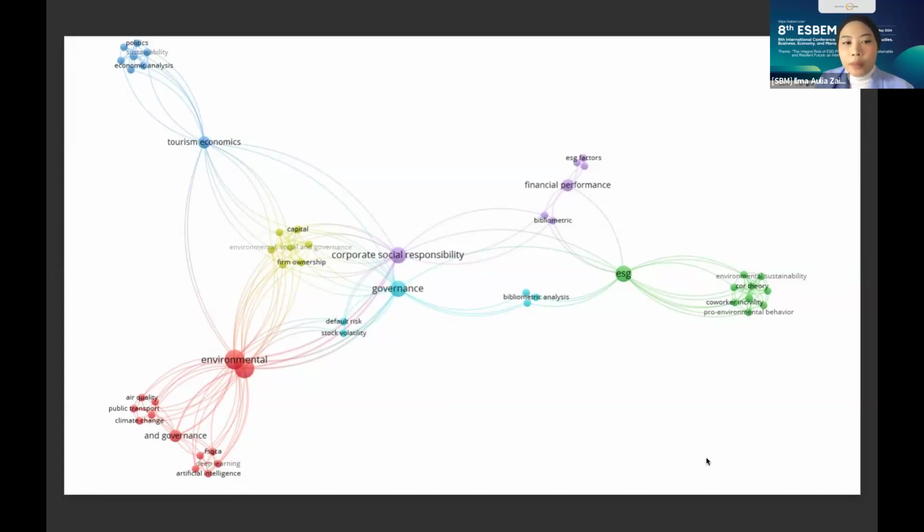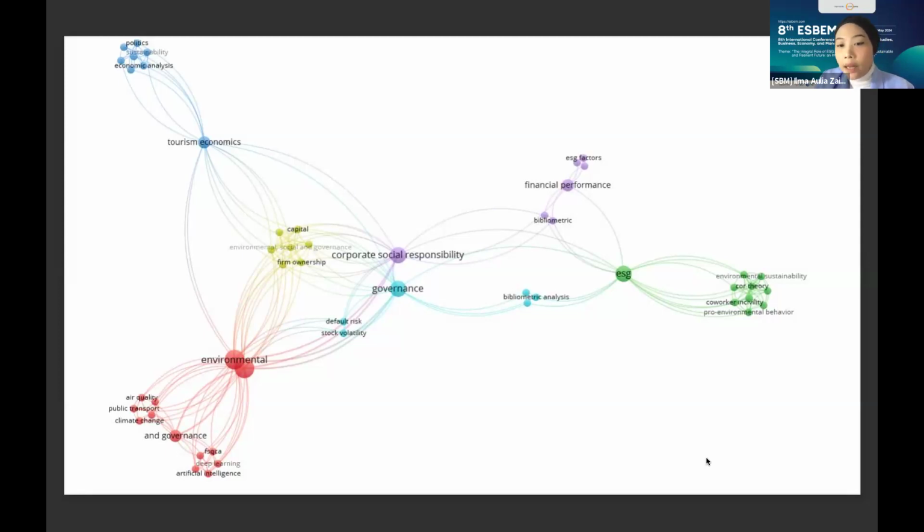And then if you have a look at the purple cluster, which is on financial performance, it reflects research into the financial impacts of CSR and ESG factors. And as you can see also, the bibliometric analysis indicates a methodological focus on analyzing the literature. And here is where tourism works in this visualization. If you have a look at the dark blue cluster on the top side, here is tourism economics. This cluster represents a very niche area, I would say, specifically within the tourism sector. It connects economic analysis and also political factors with CSR.